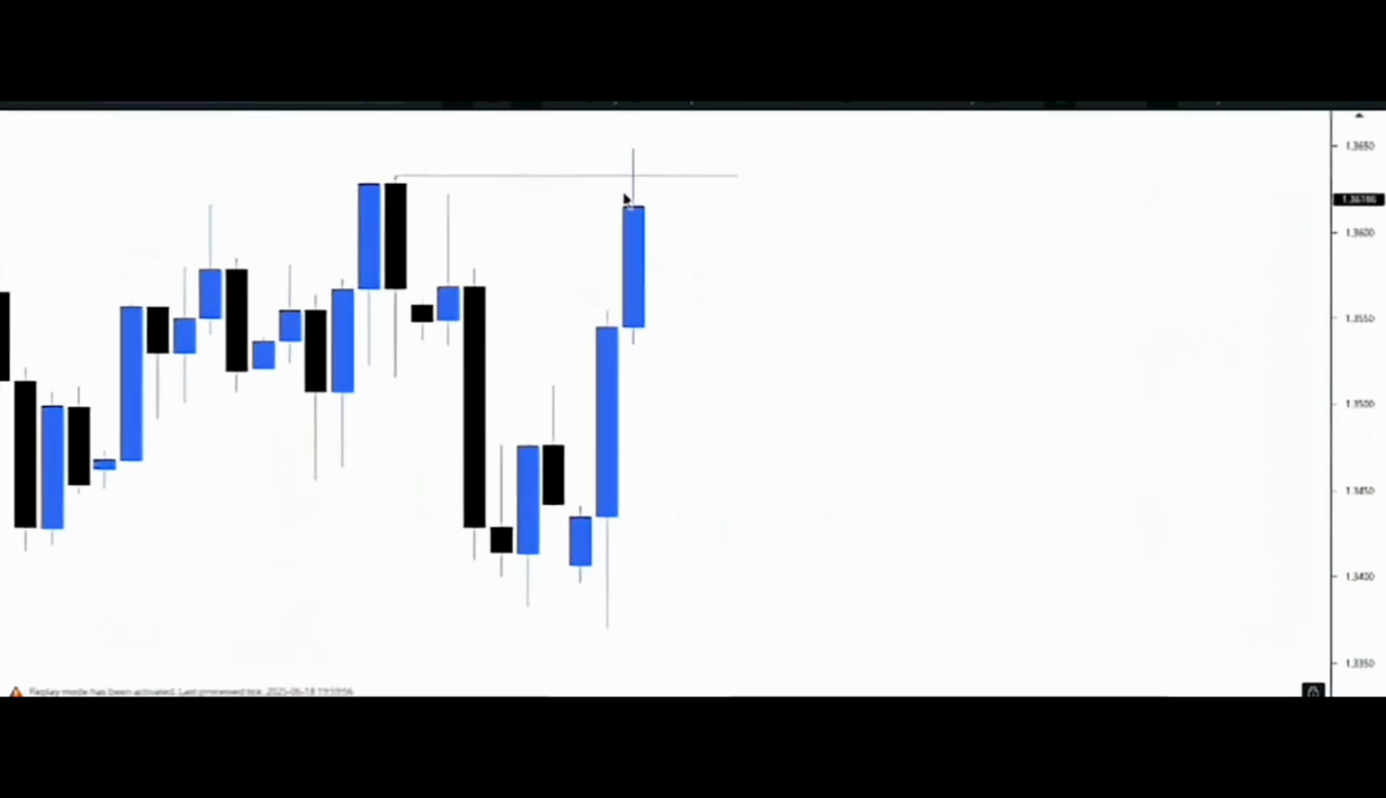Okay, so as you can see, it took it out. So how do we approach the trade? How we do is that this candle that took out the structure high here, mark out the opening price. This is very powerful, guys.